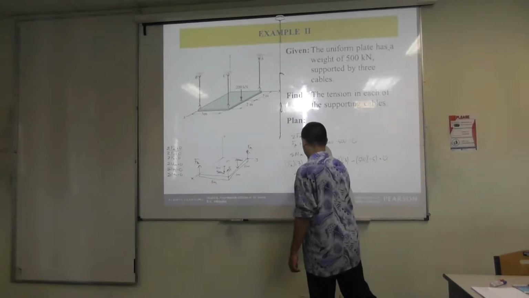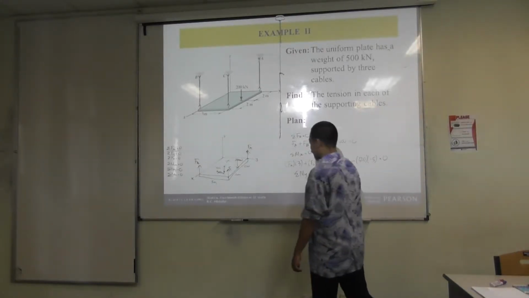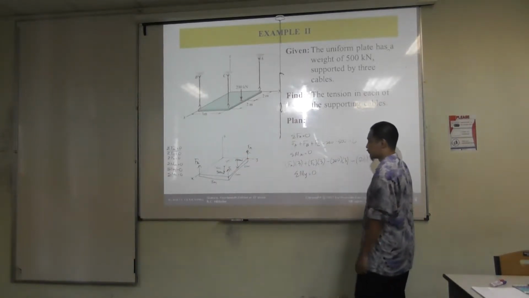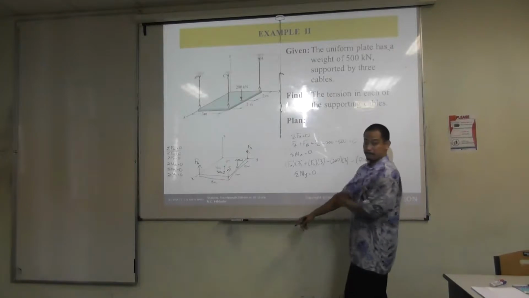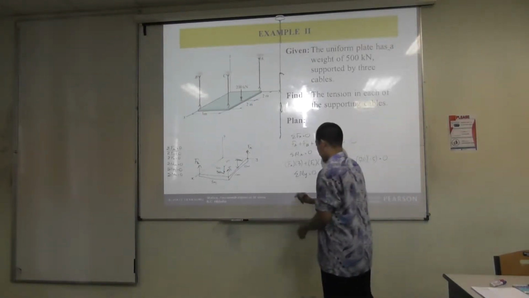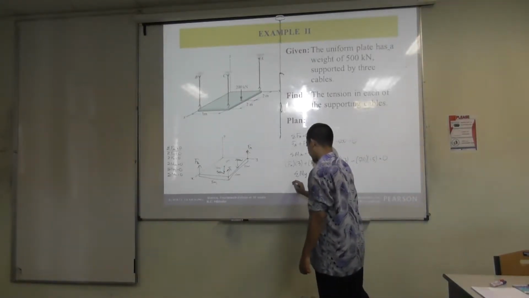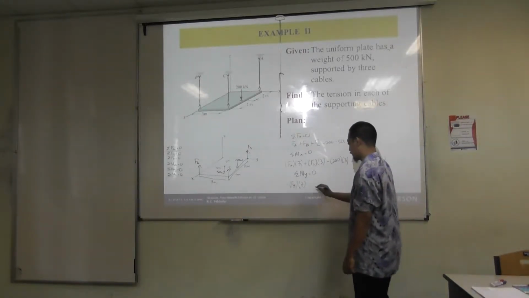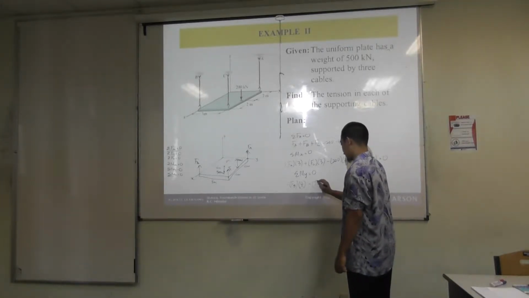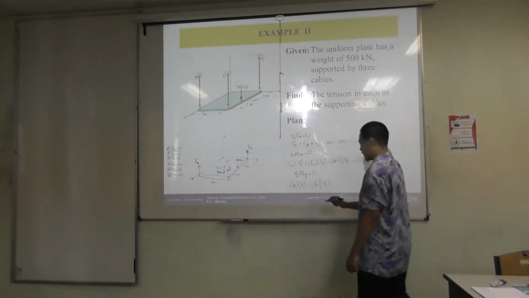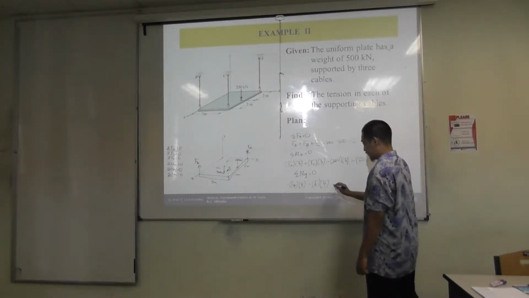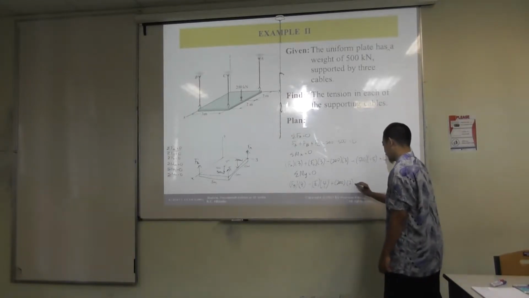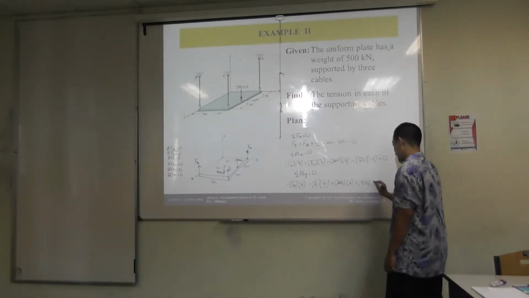Then summation of moment about y equal to 0. So got this axis here. Fa, no moment. Fb, clockwise or counter? Alright, so negative. Fb, distance of 4. Fc, positive or negative? Negative. Fc, distance of 2. 200, positive or negative? Positive 200, distance of 2, and then positive 500, distance of 2.